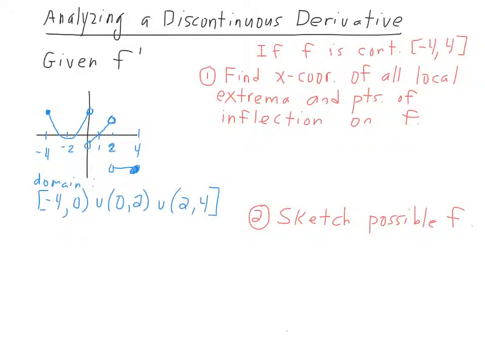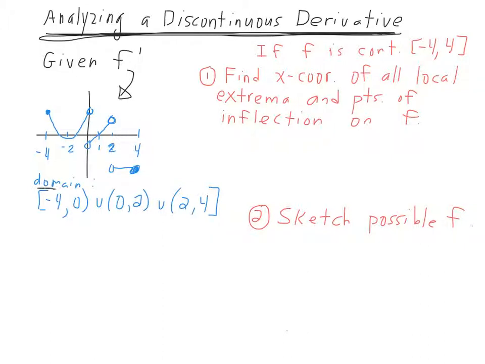Okay, take a moment to jot down this information. We are looking at analyzing a discontinuous derivative. So we're given a derivative graph, which you see down below here, and you can see it's discontinuous at x equals 0 and at x equals 2.